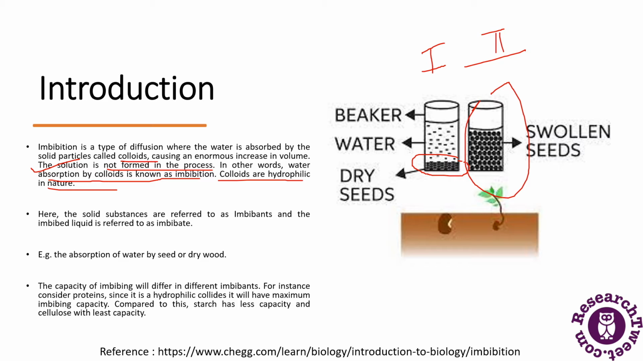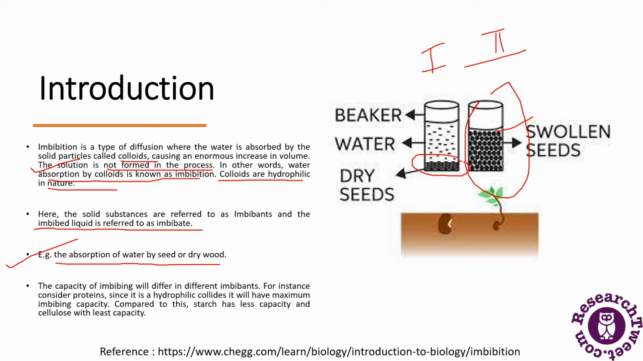So the solid substances are referred to as imbibents, and the imbibed liquid is called imbibate. So the liquid is called imbibate, and the seeds that got swelled up are called imbibents. For example, the absorption of water by seed or dry wood. Then, the capacity of imbibing will differ in different imbibents.